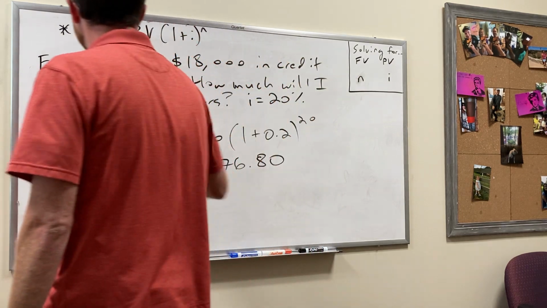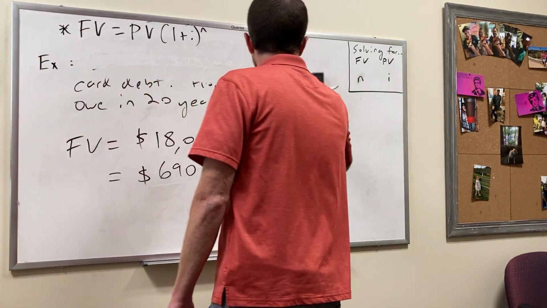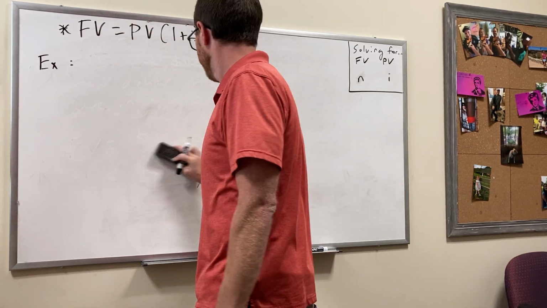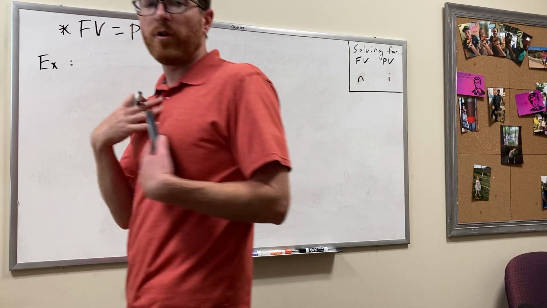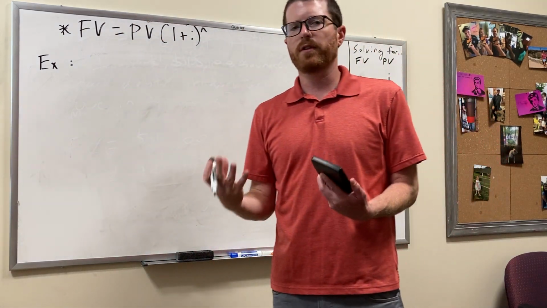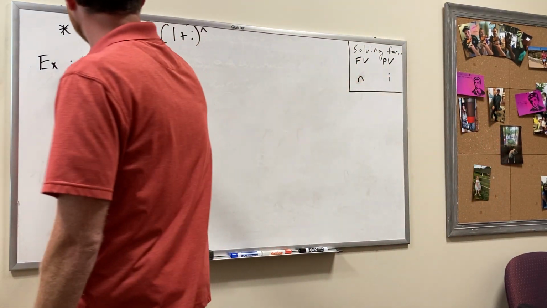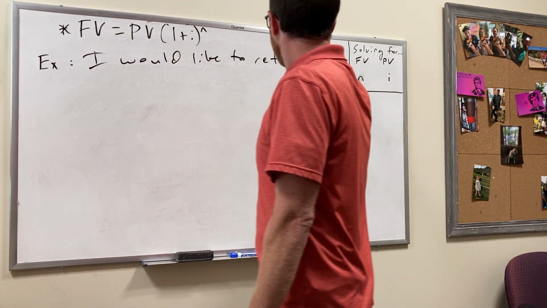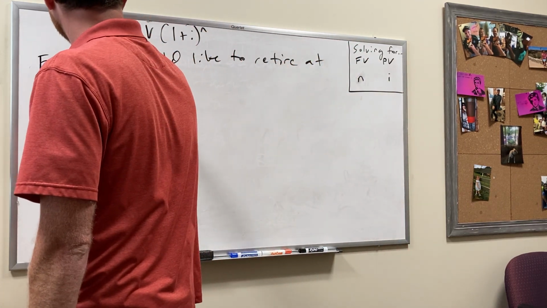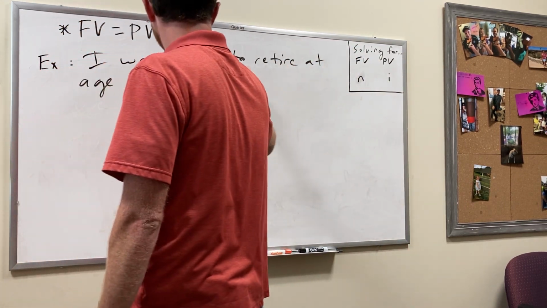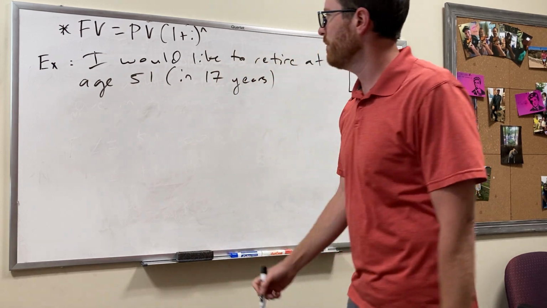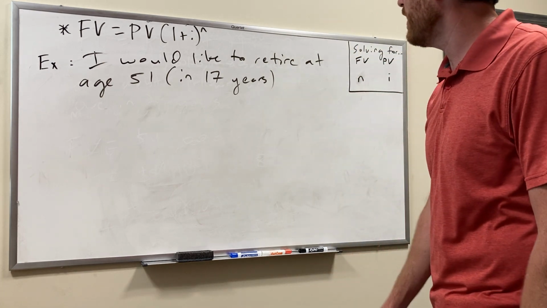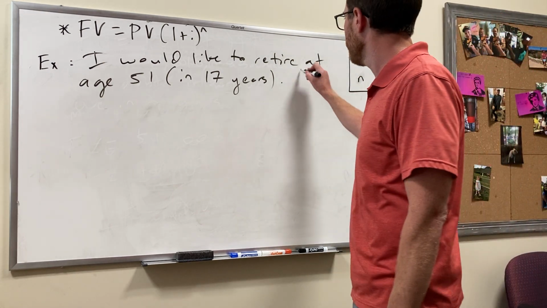All right, well, let's shift gears here a little bit. I'm 34 years old, and this is a question that I realistically have for myself. I would like to retire at age 51. That's my goal. I got 17 years to go. All right. Currently, at this moment, when I'm teaching this video, I'm 34 years old. So I would like to retire at age 51 in 17 years.